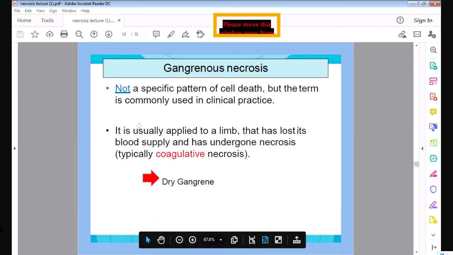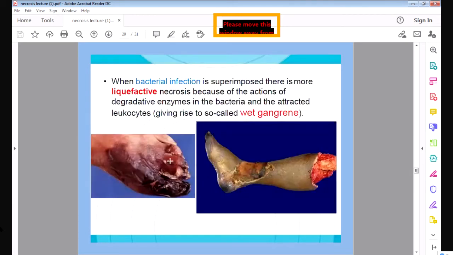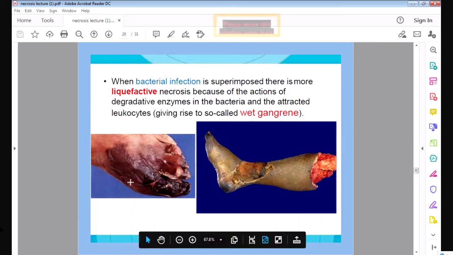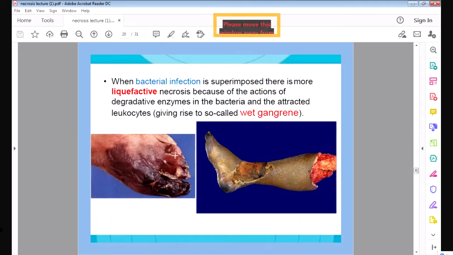Now see this picture. This is the leg. Especially in diabetes patients, what happened? The blood supply to the leg decreases, because the blood vessels are blocked. If the blood vessel is blocked, there is no blood supply to this part of the leg, and all the cells will die. See, this area is becoming black and dry, and this is called dry gangrene.